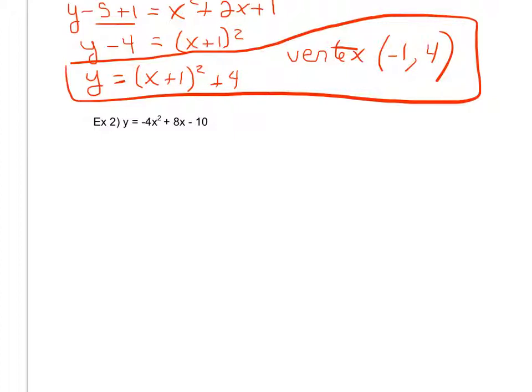So I'm going to have y over negative 4, which is the same thing as saying negative 1/4 y equals x squared minus 2x plus 10 over 4. Then I'm going to get x squared and x by itself, so I'm going to subtract 10 over 4. I know that in reduced form, 10 over 4 is the same thing as 5 over 2, so that's actually what I'm going to subtract.